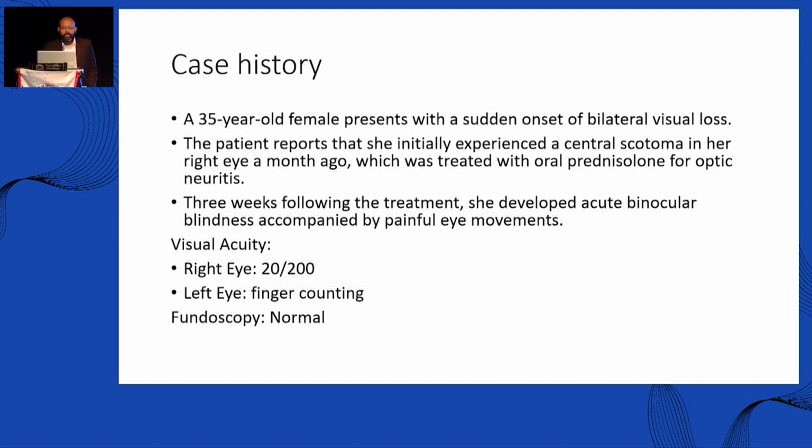Next. This is a 35-year-old female who presents with sudden onset of bilateral visual loss. The patient reports that she initially experienced a central scotoma in her right eye a month ago, which was treated with oral prednisolone and diagnosed as optic neuritis. Three weeks following the treatment, she develops acute binocular blindness accompanied by painful eye movements. Visual acuity on the right is 20/200 and the left eye only finger counting, and fundoscopy is normal.